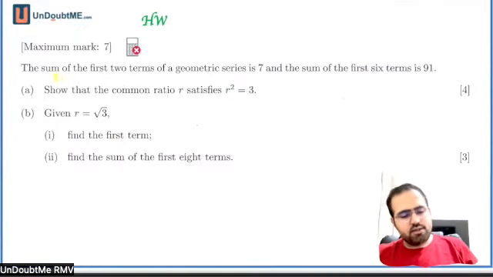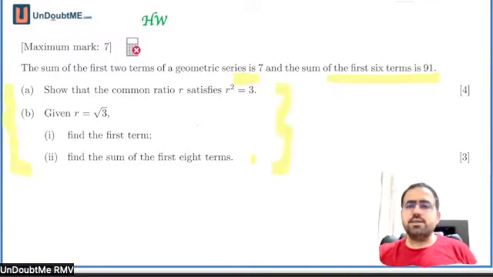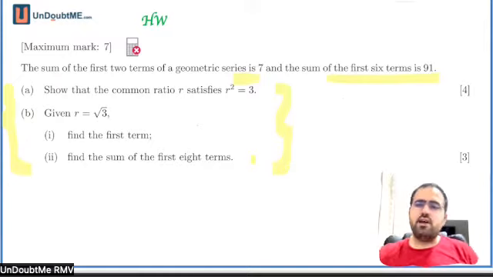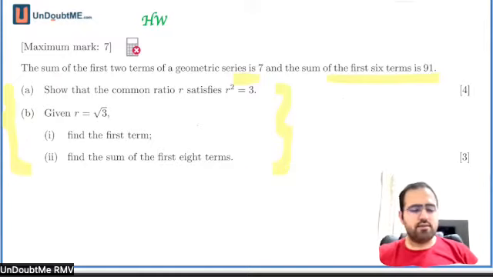In this question, the sum of the first two terms of a geometric sequence is 7, and the sum of the first six terms is 91. I don't think I have to give any hint. It is a very straightforward question. Please try both the questions. If there is any doubt anywhere, you can ask.